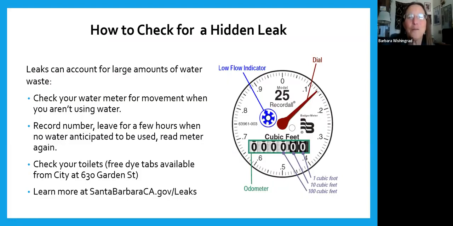And it's kind of exciting for the first time when you see the water meter is moving. When you turn all your water off, you make sure nobody in the house is using water and irrigation isn't on, it's kind of empowering to know that you can check and say, okay, nothing's moving, so it must be me using too much water, or, oh, something's moving, now I get to figure out where the leak is. There are free dye tabs for checking your toilets available from the city at the 630 Garden Street location.